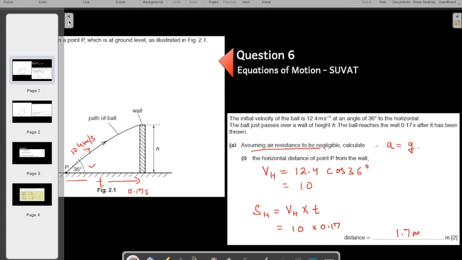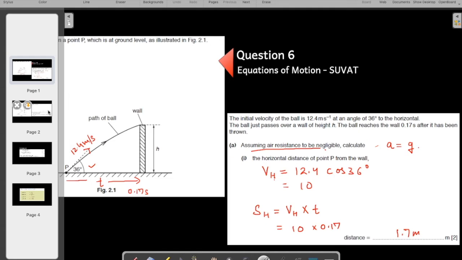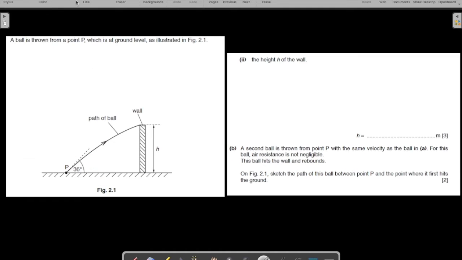Here it is. If you have worked out this question in any other way, which I don't think is possible, that's the only way possible to work this question out here, you should be getting the correct answer, which is 1.7 meters. Alright. Now let us come to the second part of the question.